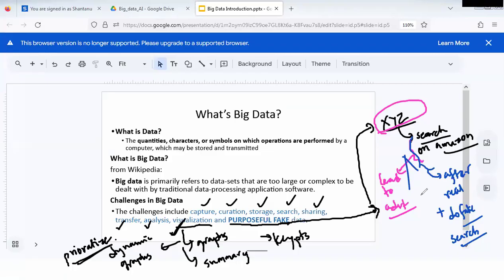So I purposefully do fake search. Because of this purposeful fake search, I have induced some wrong data or fake data in the system. मैंने क्या किया? कुछ wrong data purposefully system में डाल दिया. And now because of this, Amazon is going to send me some advertisements which are based on, let's say, home theater system.